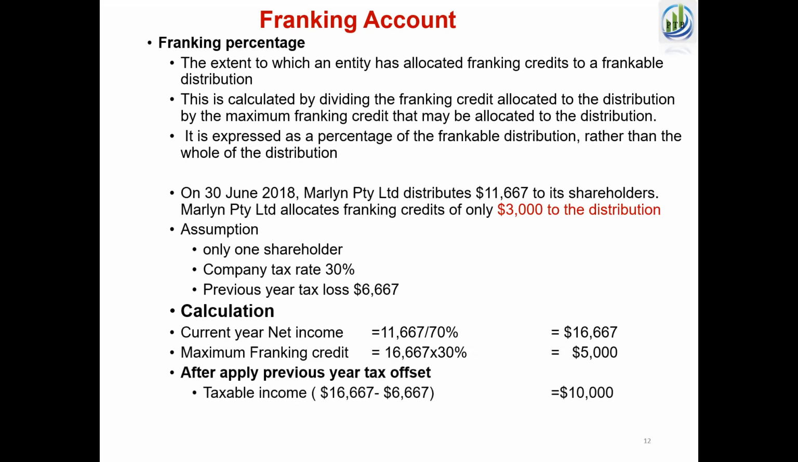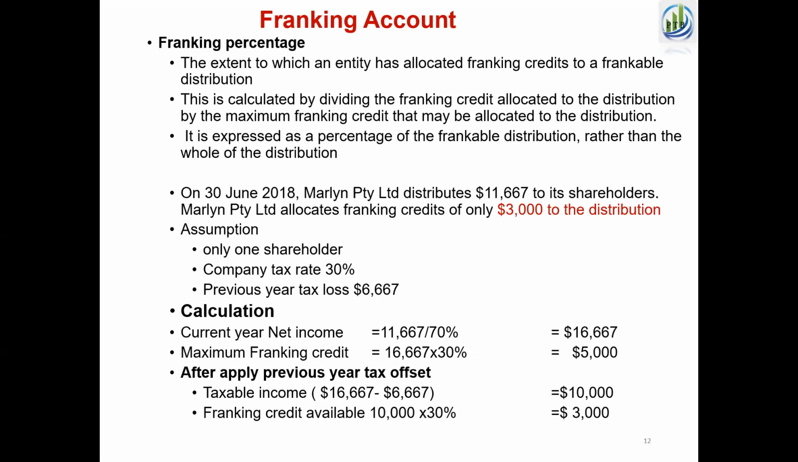So how much is the previous tax offset? 667. So how much actual tax did the company pay? Only $3,000. They gave you 11,667. However, the company actually did not pay $5,000 because of the tax loss. They only paid $3,000. So when you do the tax return, how much can we claim, 5,000 or 3,000? We can claim a maximum of only $3,000, because the company only paid tax on your dividend of 3,000 because of the previous year tax losses.